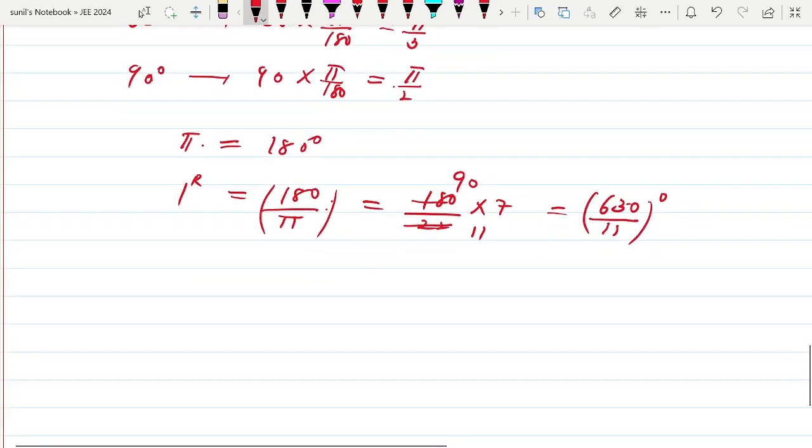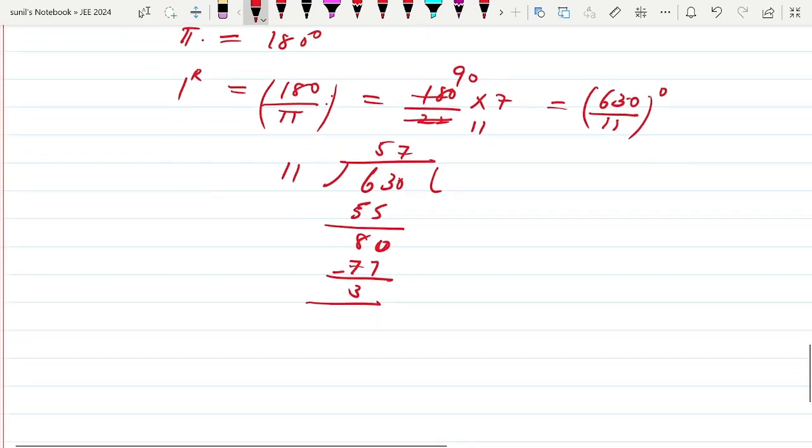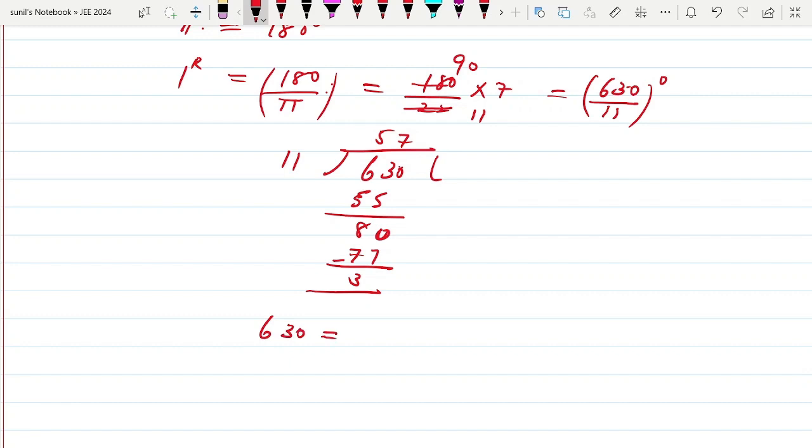Now let us divide it. If we divide 630 by 11, it is 5, then it goes on 7, so 77. The remainder is 3. We know that dividend equals quotient into divisor plus remainder. So we have 630 by 11 equal to 57 degree plus 3 by 11 degree.